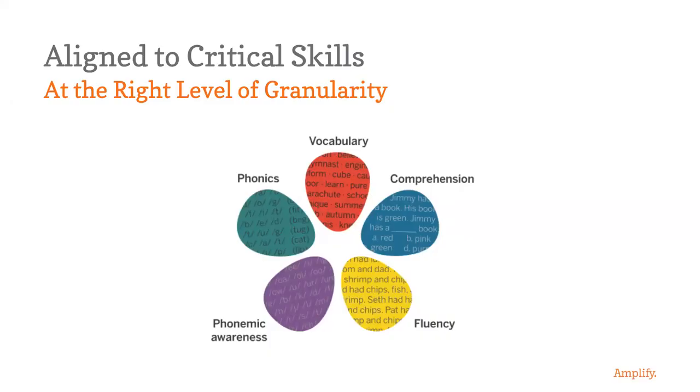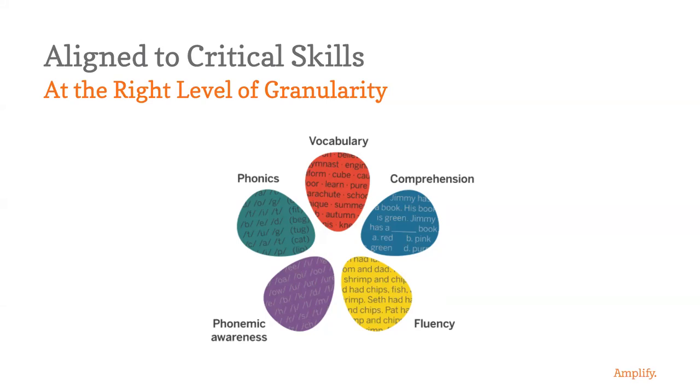So the first is aligned to critical skills and at the right level of granularity. Thinking back to our simple view of reading, there are so many skills that students need to learn to become successful readers, but they generally fit into the areas of word recognition and language comprehension. We can break that down a little bit more to look at how different skills fall into those two major areas. These are probably really familiar to you as those big ideas of reading. In terms of word recognition, we have phonics and phonemic awareness and moving to fluency. And then for language comprehension, we have comprehension and vocabulary.